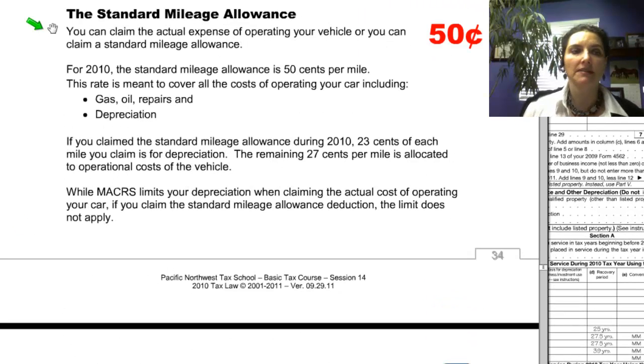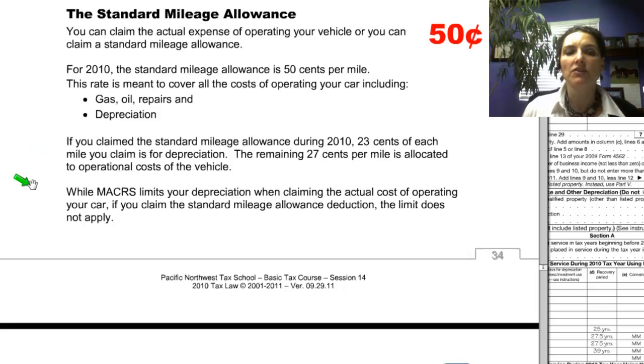Standard mileage allowance. You can claim the actual expense of operating your vehicle, or you can claim a standard mileage allowance. For 2010, the standard mileage allowance is 50 cents per mile. This rate is meant to cover all of the costs of operating your car, including gas, oil, repairs, and depreciation. If you claimed the standard mileage allowance during 2010, 23 cents of each mile you claim is for depreciation, and the remaining 27 cents per mile is allocated to the operational costs of the vehicle.